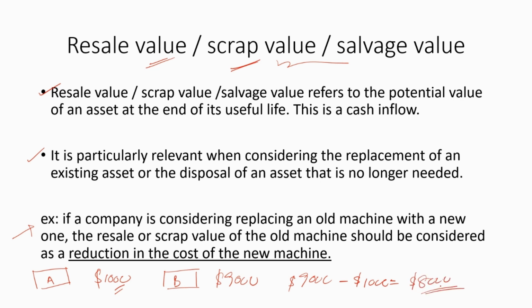This is a relevant cost. Even though we do not use the parentheses, this is a relevant cost because the cost of purchasing the new machine is higher than the resale value of the old machine. So this is a relevant cost or a cash outflow.